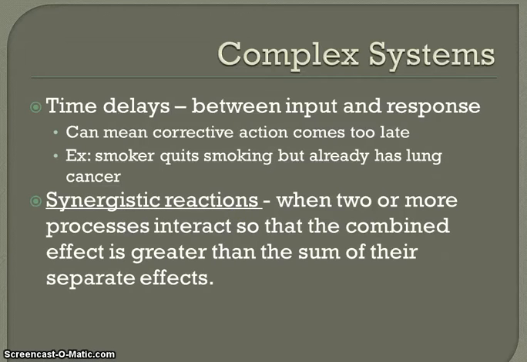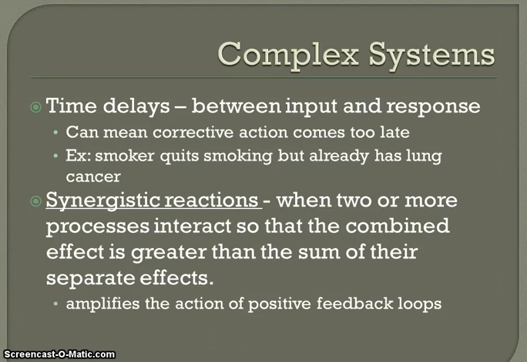Now, another example of what makes systems complex is their interactions with each other. A synergistic reaction is when two or more processes interact, so their combined effect is greater than the sum of their separate effects. So what this means, a lot of times doctors will prescribe two medications because each medication taken by itself has no effect, but those two medications might have a chemical reaction in your body that has the desired effect. So what it does is amplify what we call positive feedback, and we'll talk about in the next video what positive feedback is.